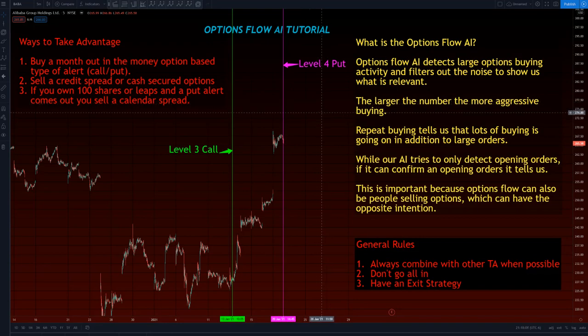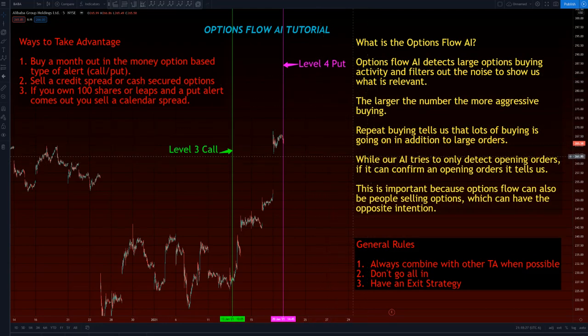And while we try to detect only opening orders, there's only a certain amount of ways to confirm those opening orders. And so we don't want to filter out all orders. We want to try to be cognizant of relevant orders. If we can detect and confirm an opening order, we will put that in the alert.